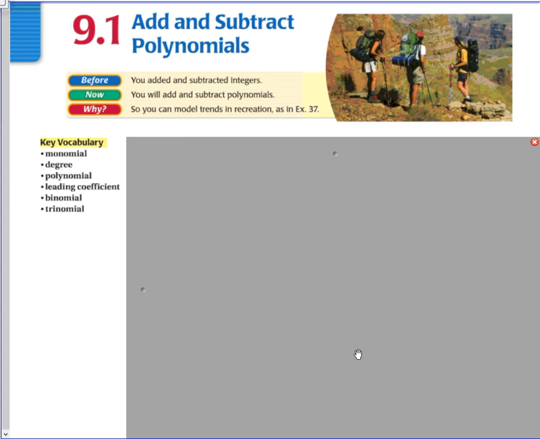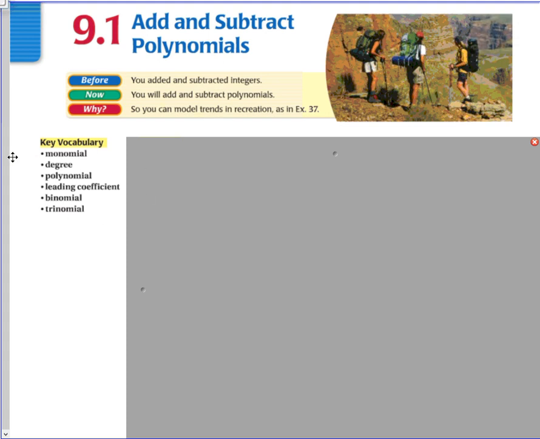All right, welcome to lesson 9.1. This is on adding and subtracting polynomials. In this section, you're going to learn exactly what a polynomial is and then how to add and subtract them. So first, we have some different vocabulary words that we're going to need for this section.